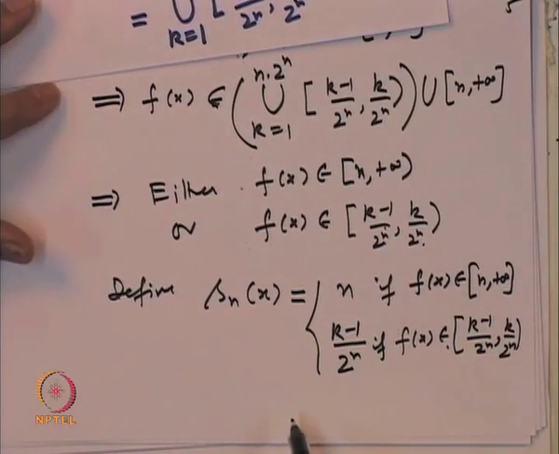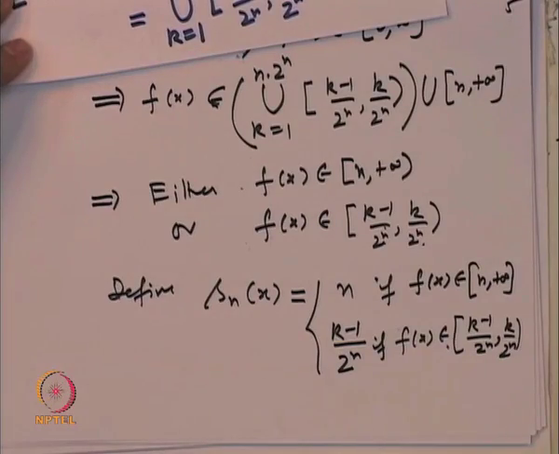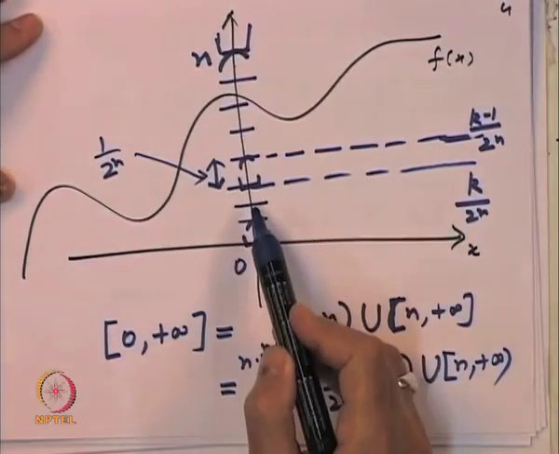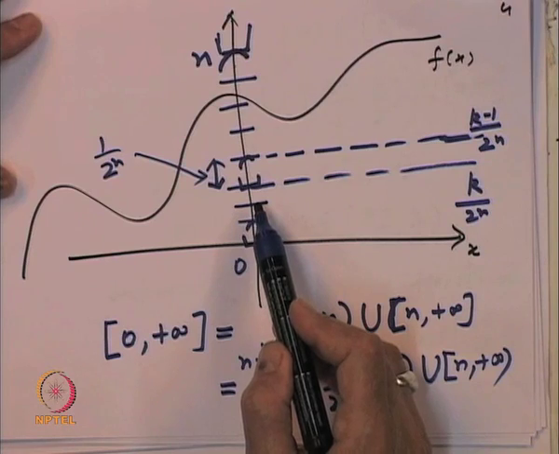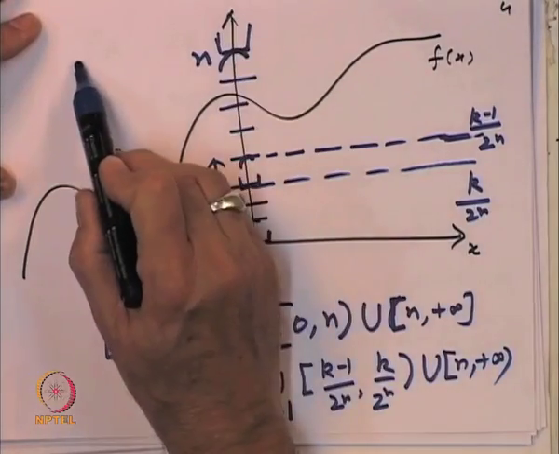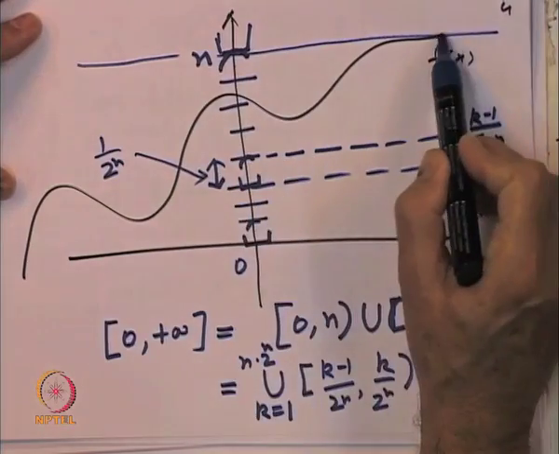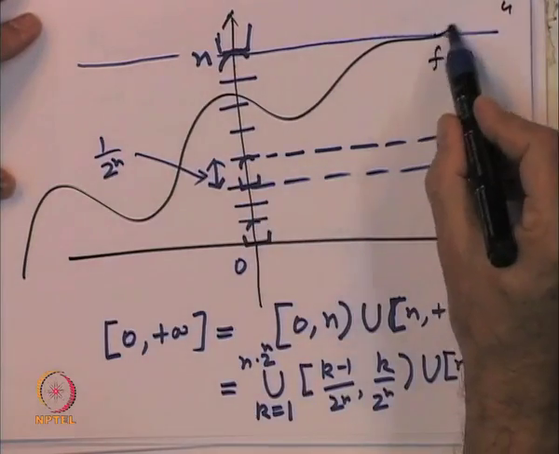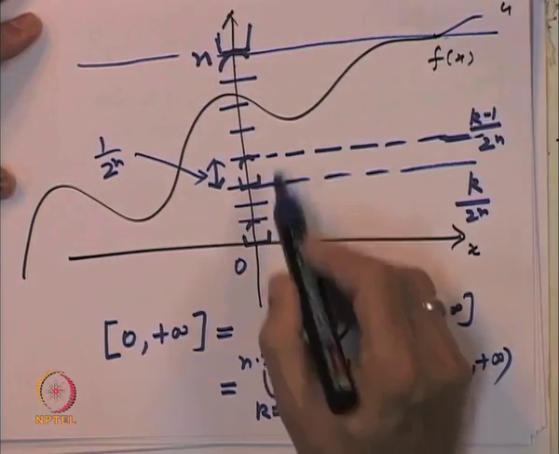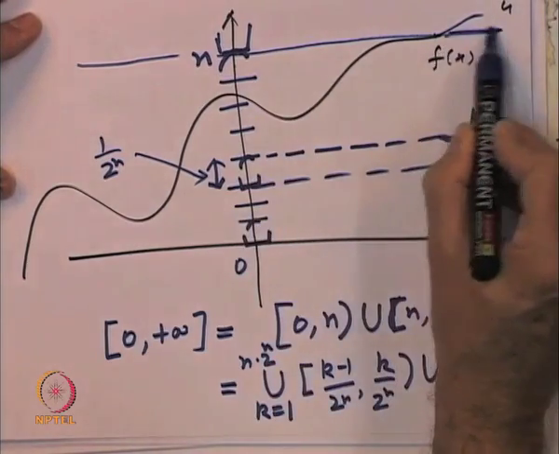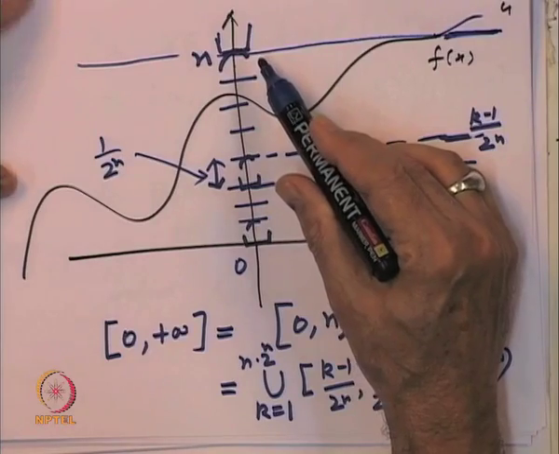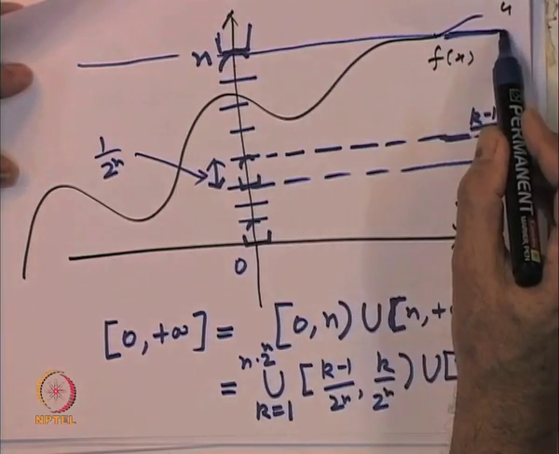So, this is how we are going to define the function S n. Let us look at it from the picture point of view. Because this is the range of the function, f of x is going to be somewhere. If f of x is above this line n, say for example, that is happening here, this is the function, then for all these points my S n is going to be this constant. As soon as the function crosses n, the value of S n is going to be that part.